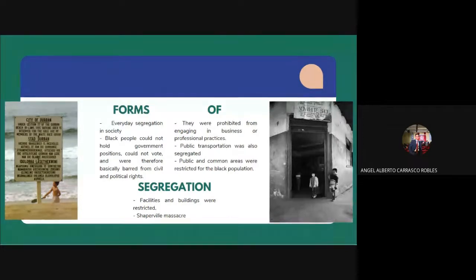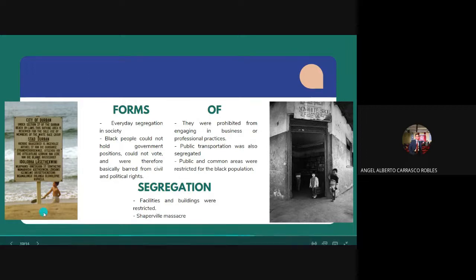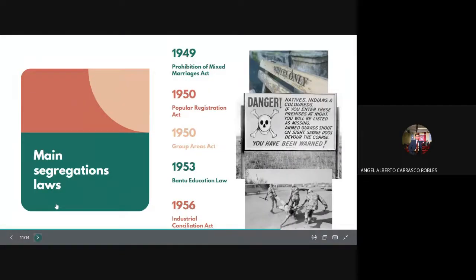Now, in these slides, we can see some examples of forms of segregation, for example, public transportation. Some of them were for black people, and some of them were for white people. Also, public and common areas were stricter for the black population, as were some touristic areas such as beaches. And we can see another slide.